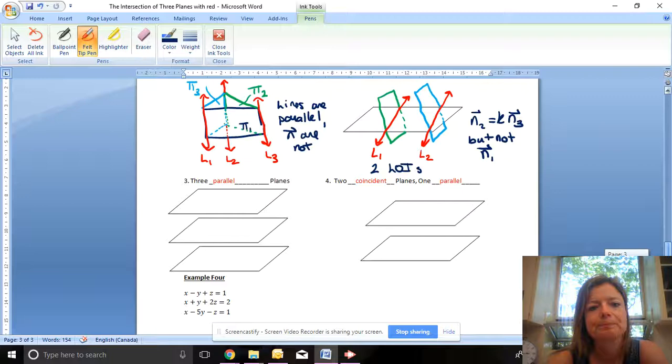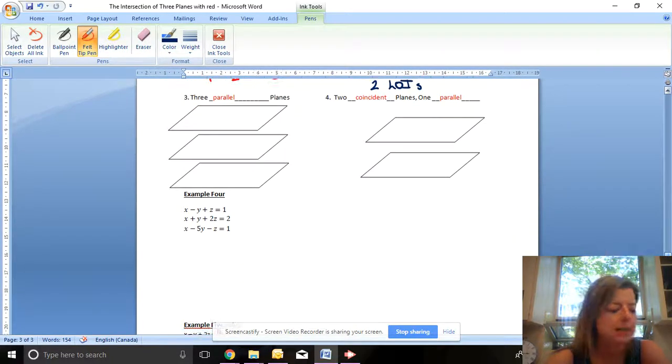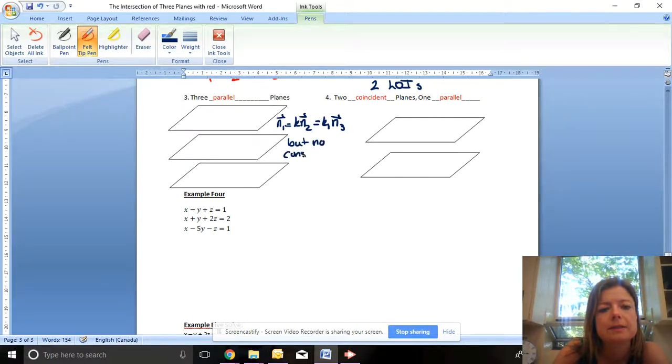Okay, the next option is 3 parallel planes. So notice here that all 3 of these normals will be scalar multiples. However, none of the constants will be. This is what's really important to understand, but no constants. So they will be all parallel, but none of them coincident.